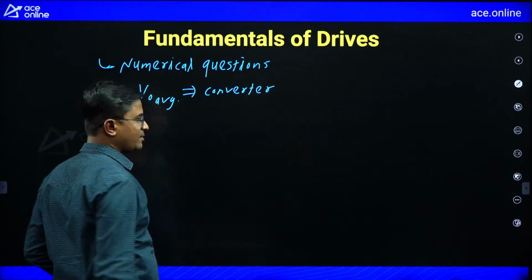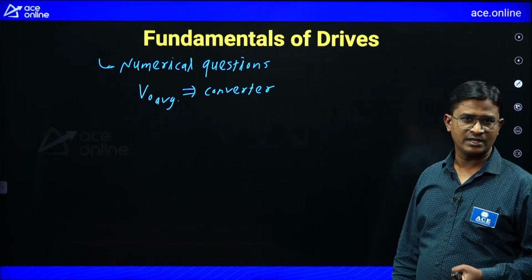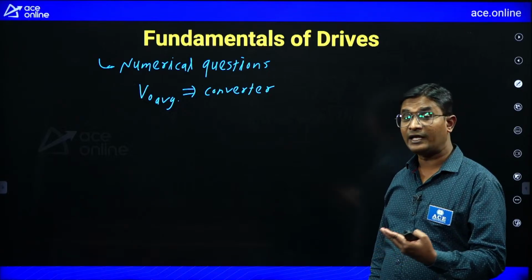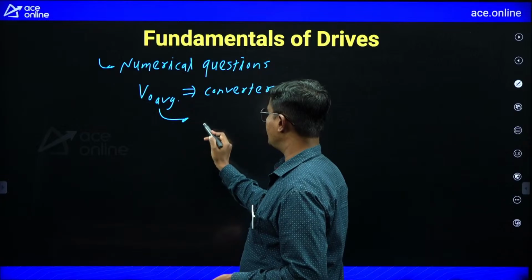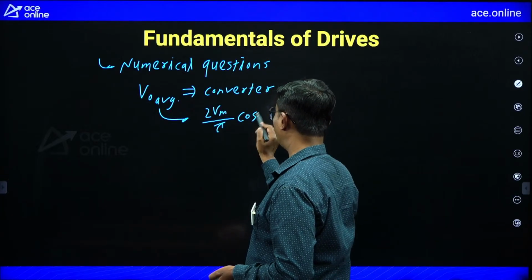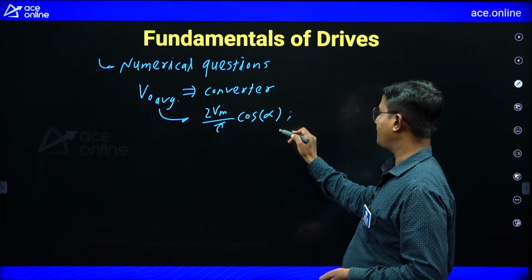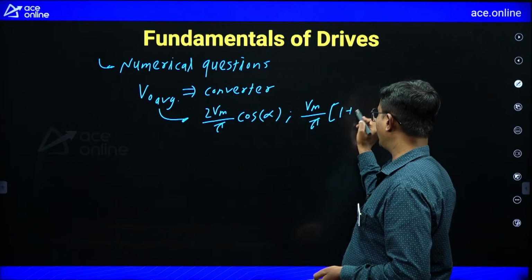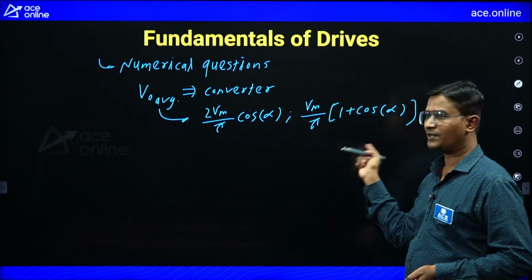Suppose they give the DC motor as a load, and suppose the converter is a single phase full converter, with an RLE, highly inductive load. Then what is the V0 average expression? That you should know. For single phase full converter it is 2 Vm by pi into cos alpha. For single phase semi converter, the expression is Vm by pi into 1 plus cos alpha.